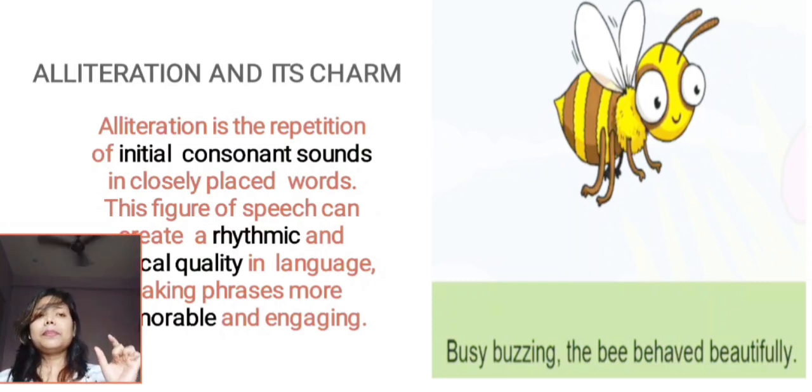So busy, buzzing, the bee behaved beautifully. The consonant sound, that is "b," is coming, it's repeating, it's getting echoed and reverberated. That's why it's called alliteration. This is a beautiful figure of speech which gives us a feel that hits more than two of the senses we have, that is, audio as well as visual.